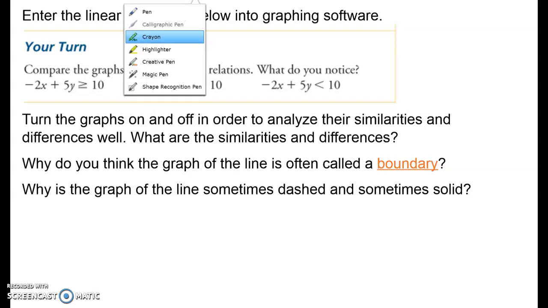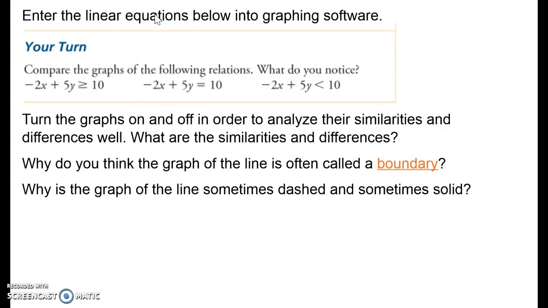Okay, now, to answer these questions, why is the graph of the line called a boundary? Well, we can see that the graph of that line is the end of the inequality. So we're going to use that line to shade one side or the other. And that line holds the possible solutions in. It's the end or the boundary of all the solutions for the inequality.